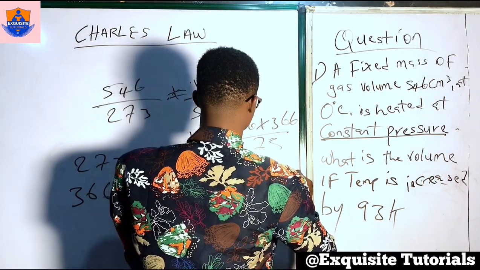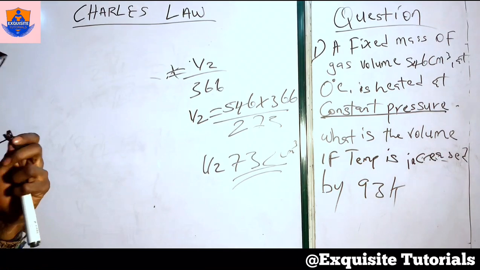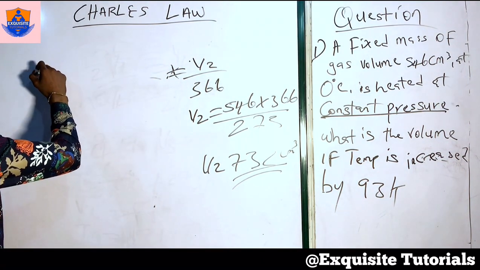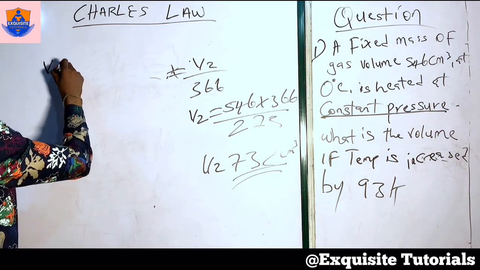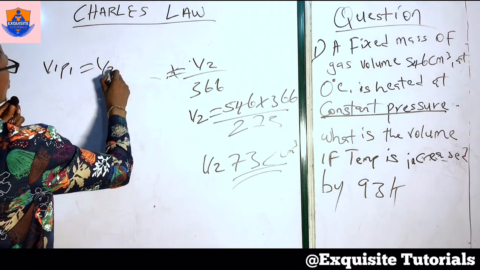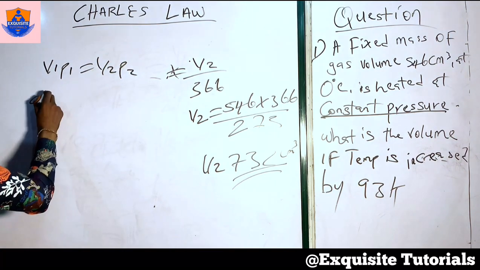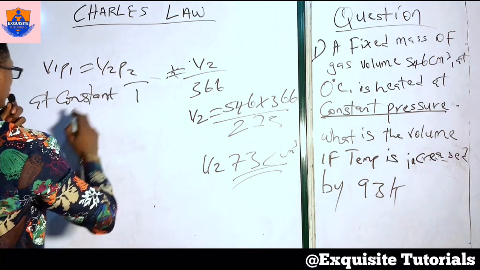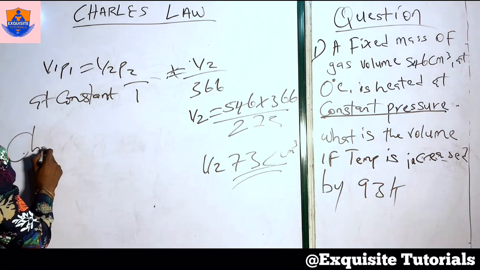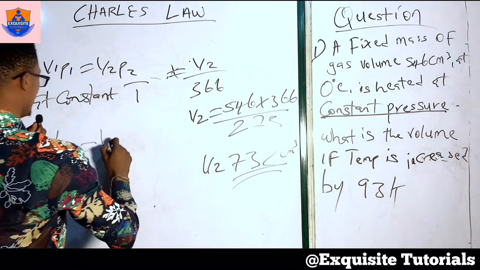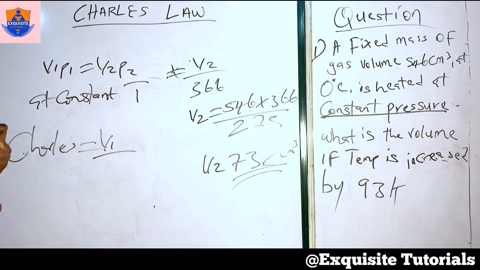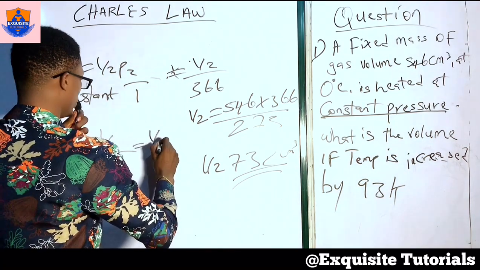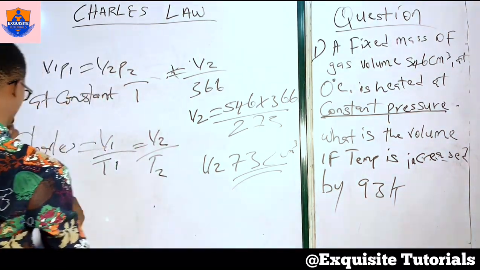Remember, when it comes to Charles' law and Boyle's law, have these two formulas in your head. Boyle's law talks about P1V1 equals P2V2 at constant temperature, while Charles' law is V1 over T1 equals V2 over T2 at constant pressure.